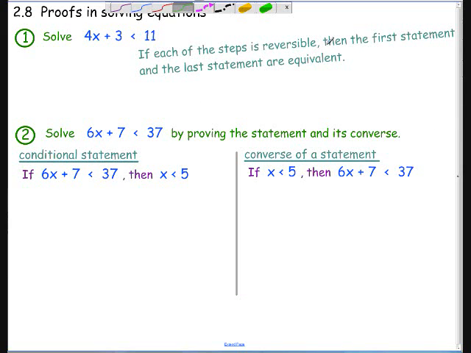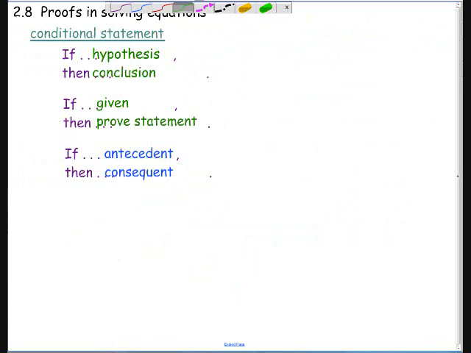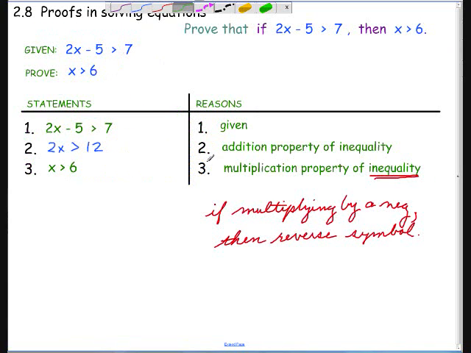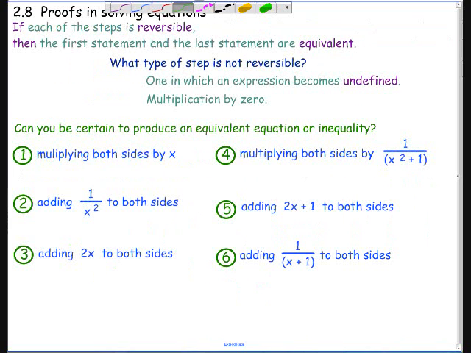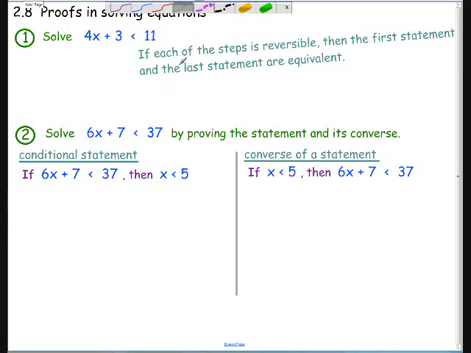If each of the steps is reversible in a proof, then the first statement and the last statement are equivalent. So let's go back to the very first one we did. We could reverse these steps without any problem. So this statement and this statement are equivalent. Going beyond, aren't I? The first statement and the last statement are equivalent.